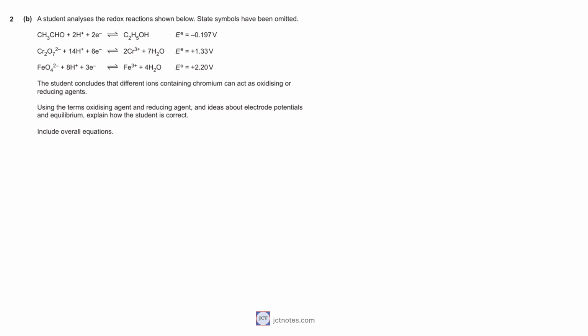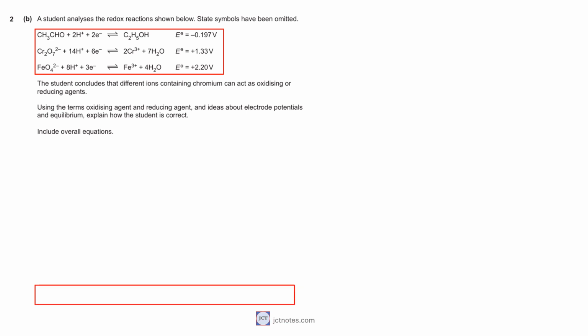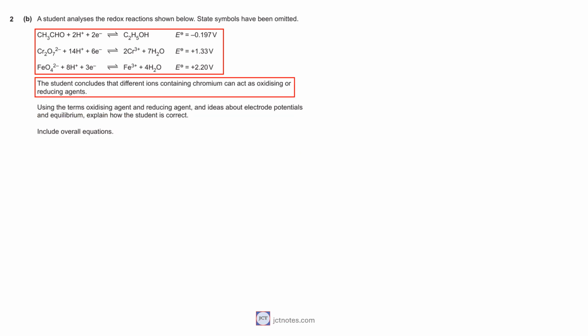In Part B, of Question 2, a student analyzes 3 redox reactions. The student concludes that different ions containing chromium can act as oxidizing or reducing agents. We are asked to explain why the student is correct, using the terms oxidizing agent and reducing agent, ideas about electrode potentials and equilibrium, and including overall equations.